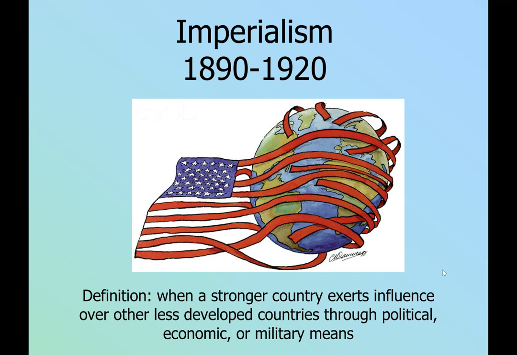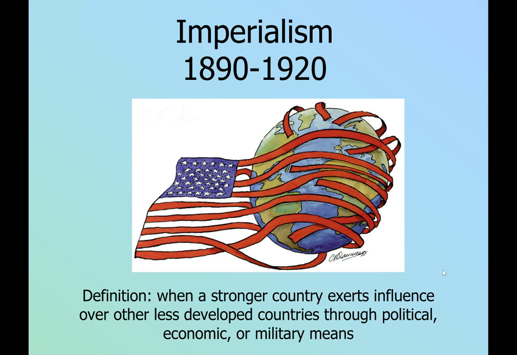So imperialism is a movement that gets going in the US between 1890 and 1920. And at the bottom of this screen, you can see a definition for imperialism. It says when a stronger country exerts influence over other less developed countries through political, economic, or military means.